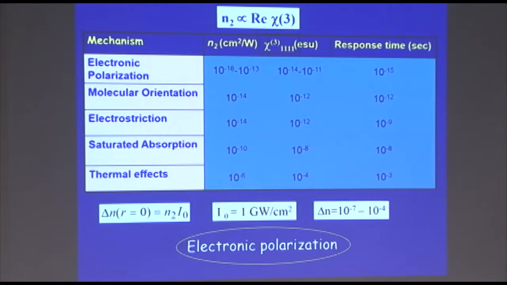So I will present here some results of measuring N2. I'm talking about the change in the refractive index, which is given by this. And if I have a pulse with 1 gigawatt per square centimeter, it corresponds to a measured change in the refractive index of 10 to the minus 7, 10 to the minus 4. So a very small change is produced in the refractive index.